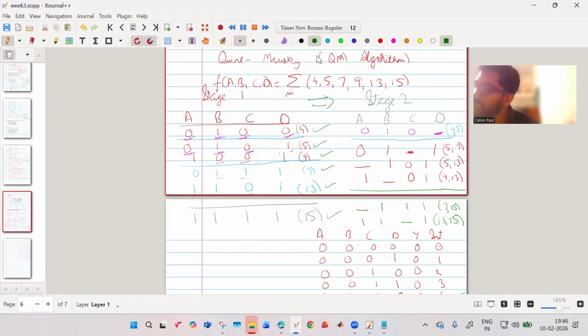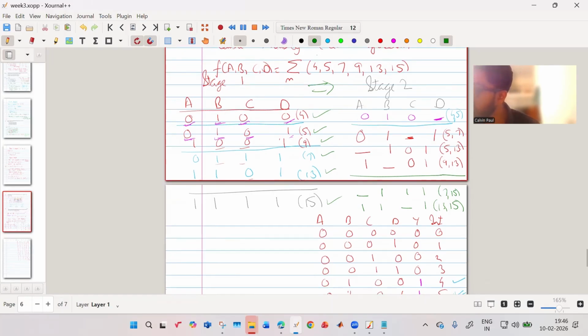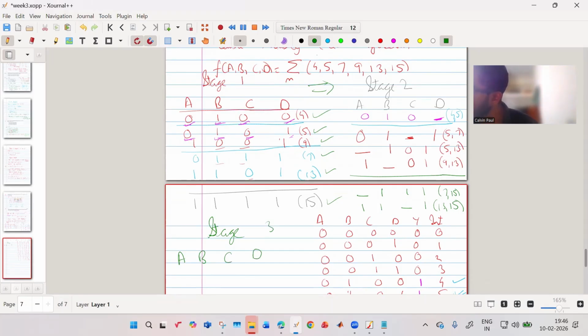Now we have gone from stage 1 to stage 2. Whatever is coming, we have tick mark. Now we have to go to stage 3. Let us go to stage 3. We have A, we have B, we have C, we have D. Now, what can we do? Which one is matching between 4 and 5? Between this and this, is there anything common?